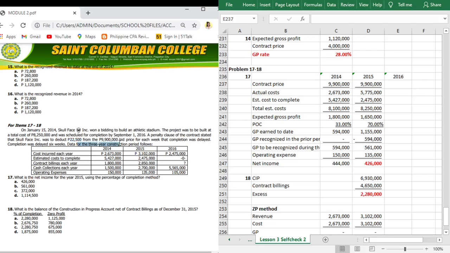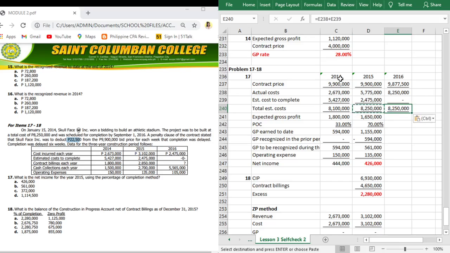Nya ka na-delay man daw. So, we will deduct 22,500. So, 9,900,000 minus 22,500. Mao na niya to ang bago nga contract price. For the actual cost, dapat cumulative lang gihapon. So, we have 2,475,000 plus katong last year nga 5,775. Then wala na yung estimated cost to complete because this is already the last year.